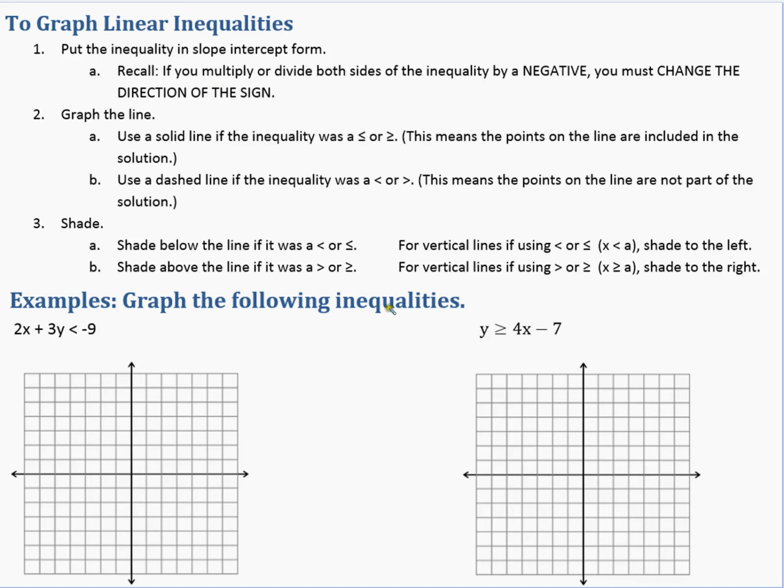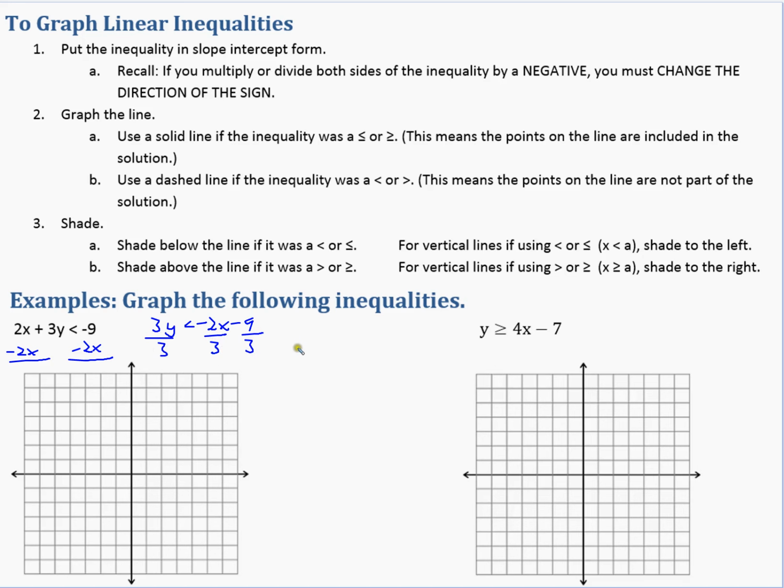We have the first one, graph the following inequalities. Well, we want to put this in slope-intercept form, so we have to solve for y. So the first thing we'll do, we'll subtract 2x from both sides. Subtracting 2x from this side leaves us with 3y is less than negative 2x minus 9. And now we're going to divide each term, really both sides, but we're dividing each term by 3. We did not divide by a negative, so we don't have to change this sign.